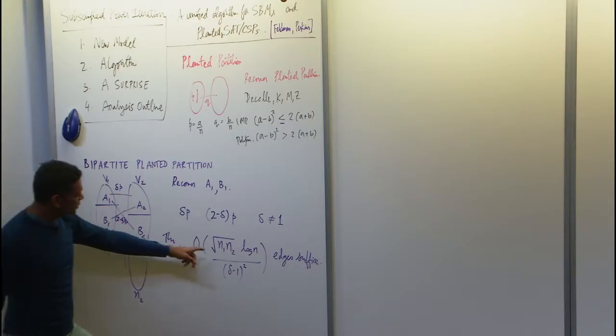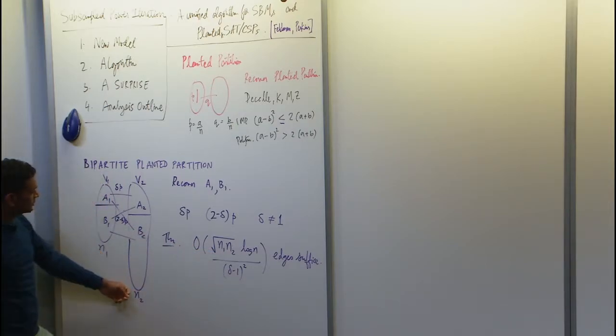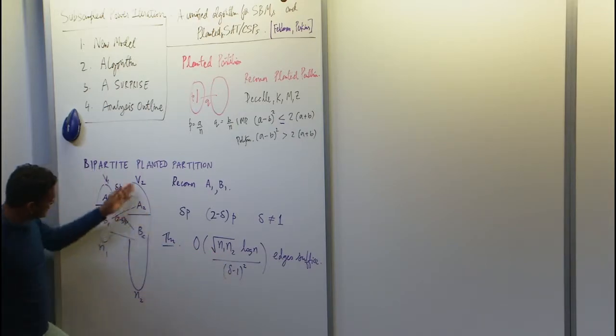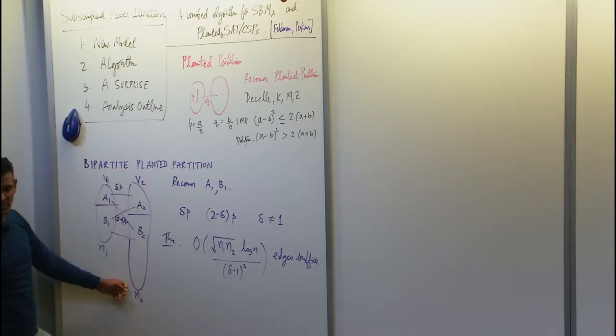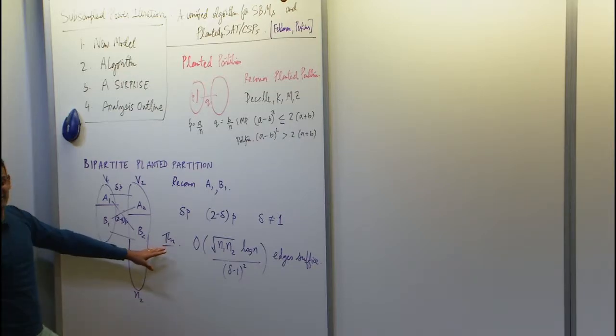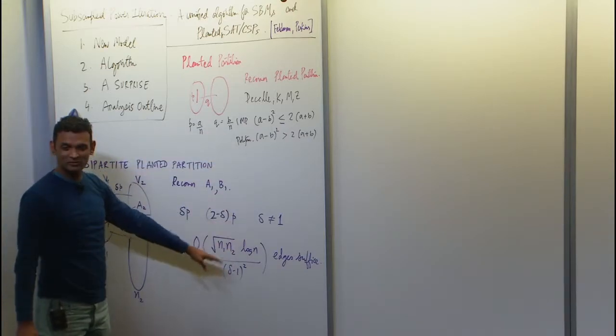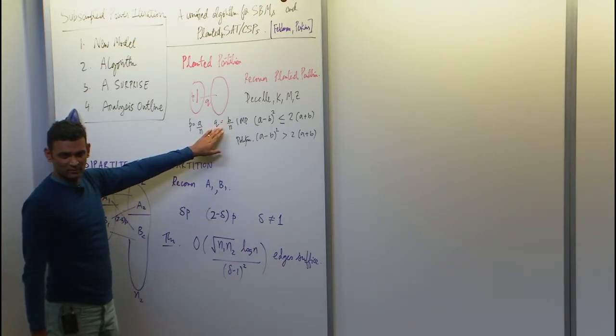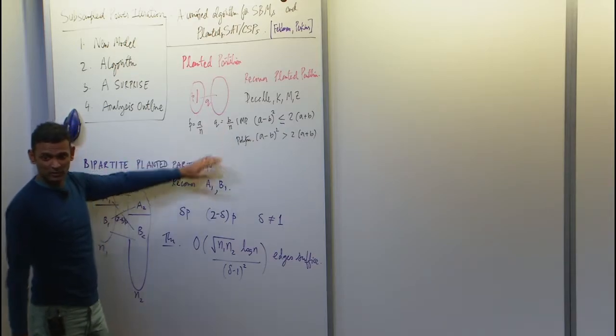But when n1 is not equal to n2, let's think of n1 as much smaller than n2, then this is actually potentially smaller than the number of edges in the bigger side. It's optimal up to a constant factor. And I would love to have a conjecture like this for this version, but I don't know what it is.